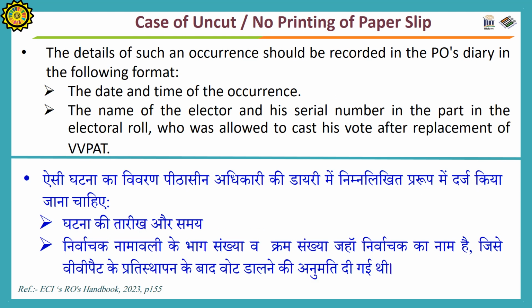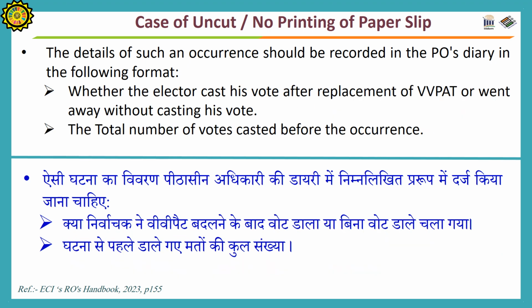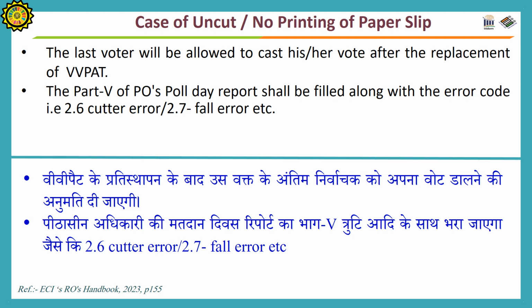The details of such an occurrence should be recorded in the presiding officer's diary in the following format: the date and time of the occurrence; the name of the elector and his serial number in the part number of the electoral roll who was allowed to cast his vote after replacement of the VVPAT; whether the elector cast the vote after replacement of the VVPAT or went away without casting the vote; the total number of votes cast before the occurrence. The last voter will be allowed to cast the vote after the replacement of VVPAT.